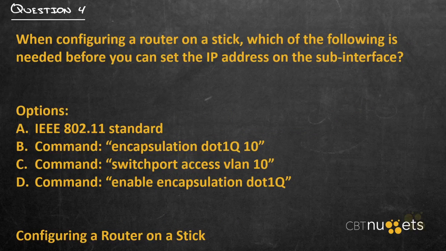Next question. Question 4. When configuring a router on a stick, which of the following is needed before you can set the IP address on the subinterface? The answer is this guy right here, B, command encapsulation dot1Q 10, because the router, if you try to assign an IP address before you type that command, it'll say, I don't know which VLAN this is for, thus I'm not going to let you do that. This is just a standard. You don't have anything to do with configuration. This would be what you would use on a switch. We just saw that on the previous question, to add a port to a VLAN, but it doesn't work on a router, and there is no such command as this.